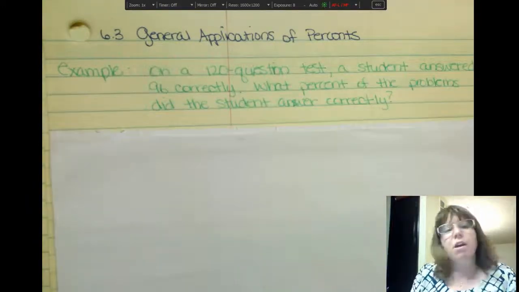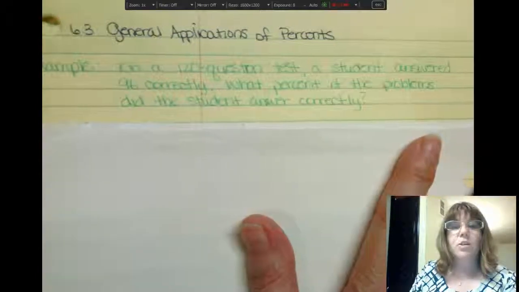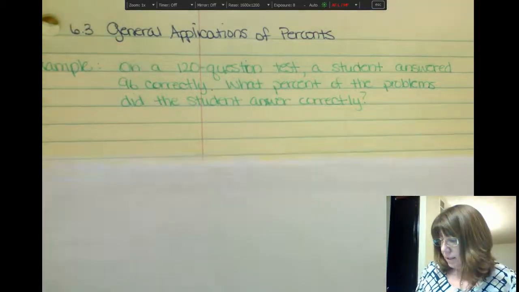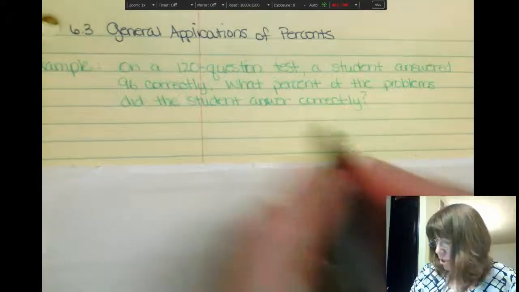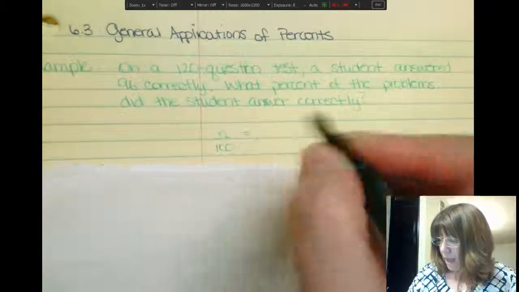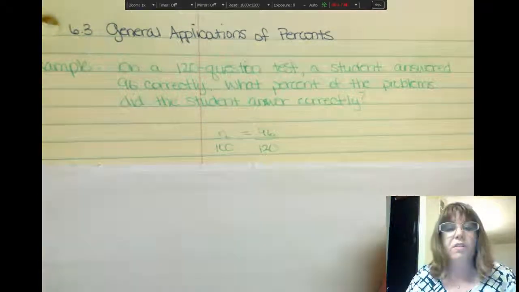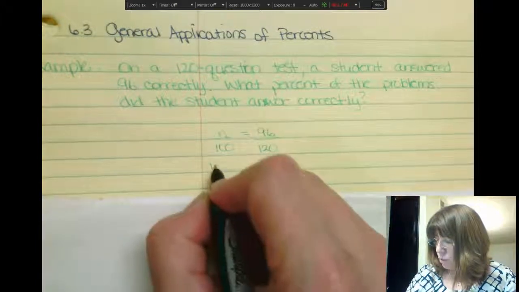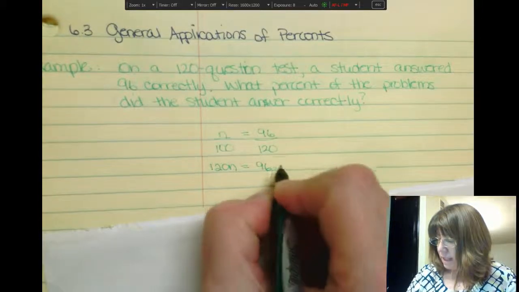For example, on a 120 question test, a student answers 96 correctly. What percent of the problems did the student answer correctly? We don't know what the percent is, so if we set this up as a proportion, n is to 100 as 96 correct answers are to the total number of questions. We'll cross multiply, so 120n equals 96 times 100.